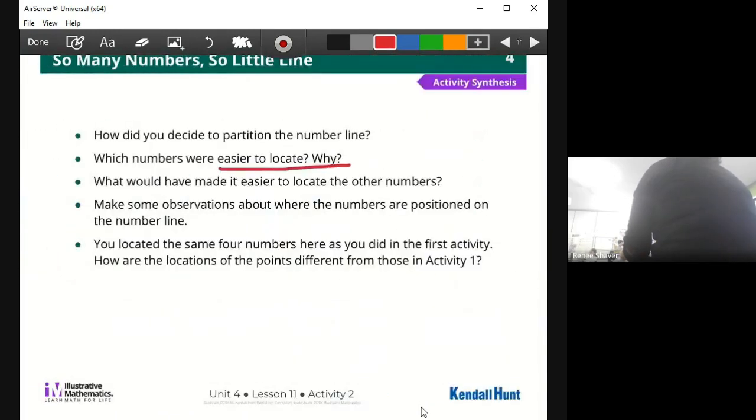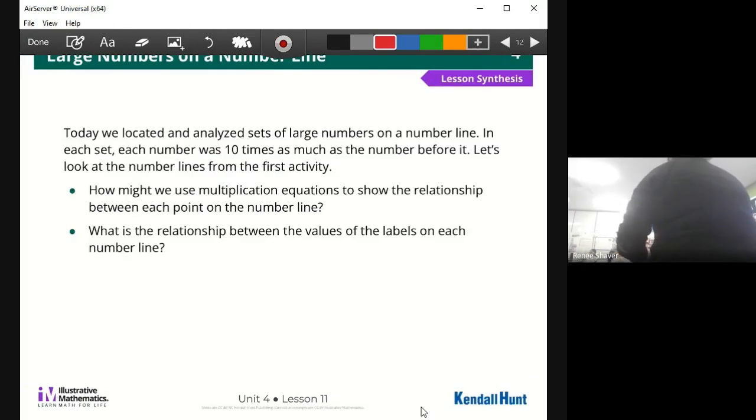Yeah. Okay. So guys, when you were looking at number lines, I think the whole point of this lesson is you have to pay attention to what they're counting by, which is what we call a scale. You really have to think about how they partitioned the number line, right? Okay. Today we located and analyzed sets of large numbers on a number line. In each set, each number was 10 times as much as the number before it.